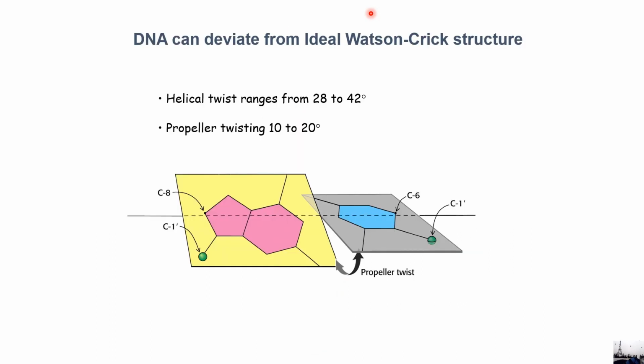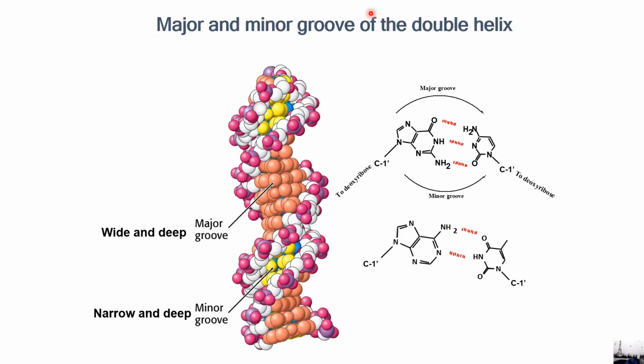DNA can deviate from the ideal Watson-Crick structure. Helical twist basically ranges from 20 to 40 degrees, 42 degrees, sorry, not Celsius. Helical twist ranges from 20 to 42 degrees, whereas propeller twist ranges from 10 to 20 degrees. So that is the angular deviation from the ideal Watson-Crick structure.